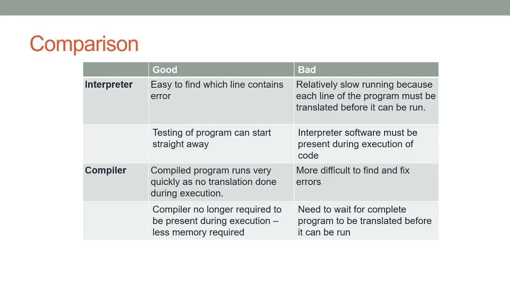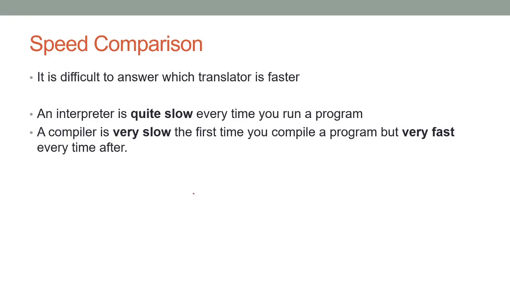So it's important that we know the differences between these two. I've already kind of talked about it, but I've made a slide for this just in case, because it's quite difficult to get your head around. An interpreter is relatively slow every time you run a program, whereas a compiler is dead slow, excruciatingly slow the first time you compile it, but very fast every time after.